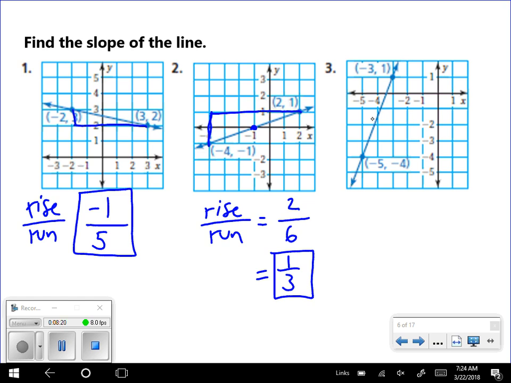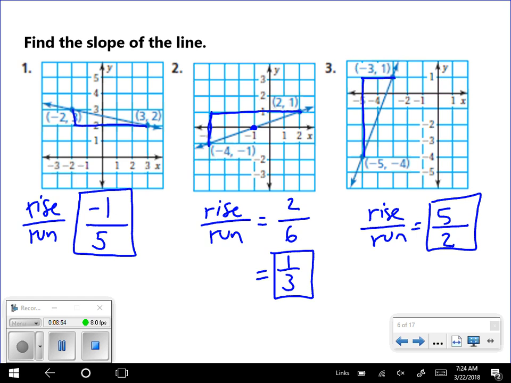Okay, again, positive or negative slope. This is going up from left to right, so it's going to be positive, and then we're going to count the rise over the run. So I'm going up how many? 1, 2, 3, 4, 5. And then over to the right, 1, 2. That's simplified. So pictures are what you're going to be working with mostly for today.